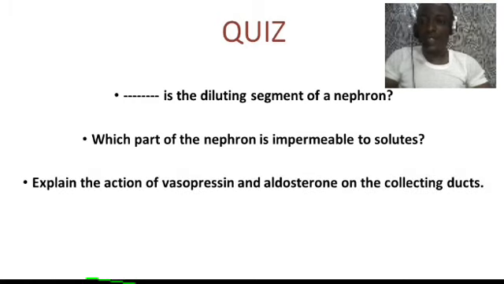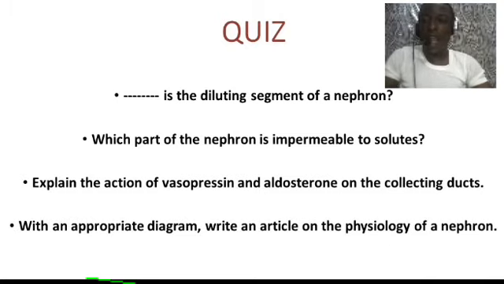Okay, number 3, explain the action of vasopressin and aldosterone on the collecting ducts. Number 4, with an appropriate diagram, write an article on the physiology of a nephron. Okay, these 4 questions should be submitted just before the next class. You can send your answers to my WhatsApp, and they will be marked and graded accordingly.